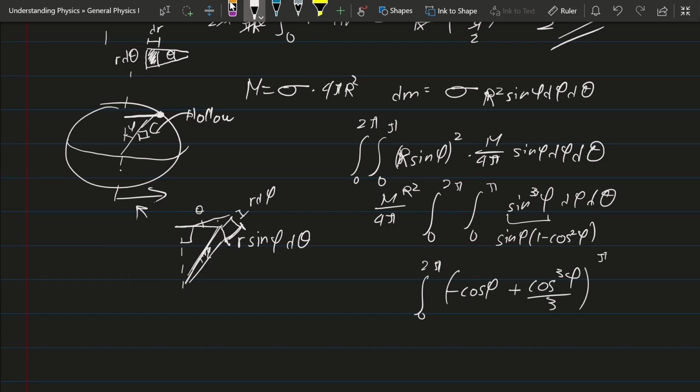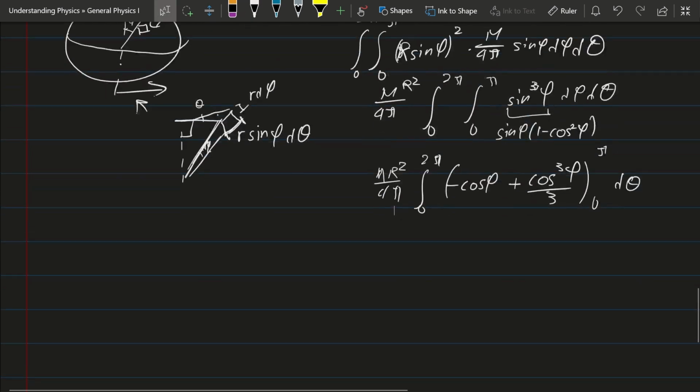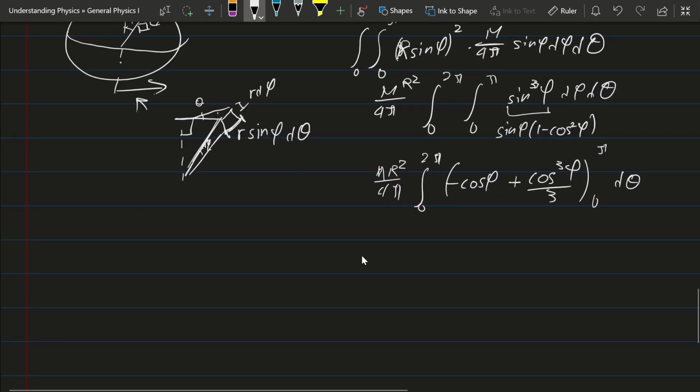Evaluate that from 0 to pi, d theta. M r squared over 4 pi. So all of them don't really depend on the theta, so we could later write the 2 pi to be outside, because anyways this will later be filtered out and then we know what the value is. So it will be mr squared over 2.